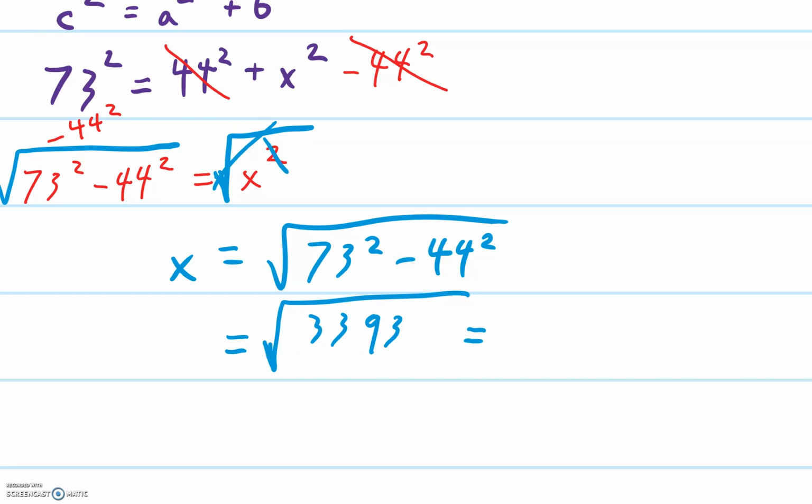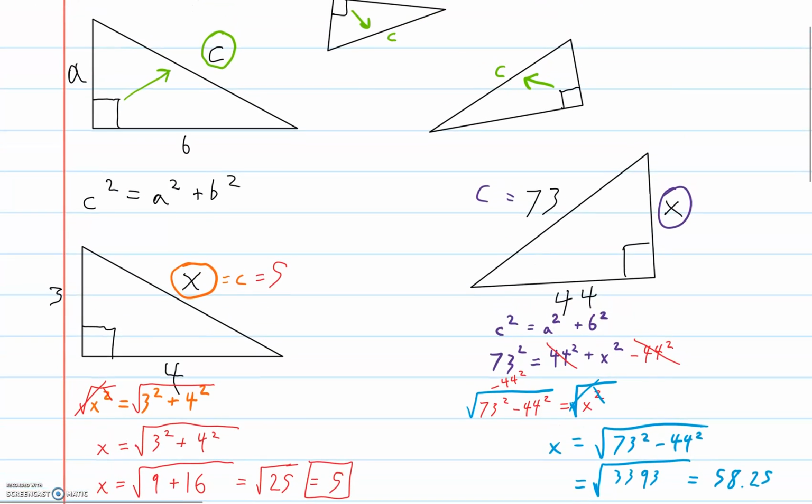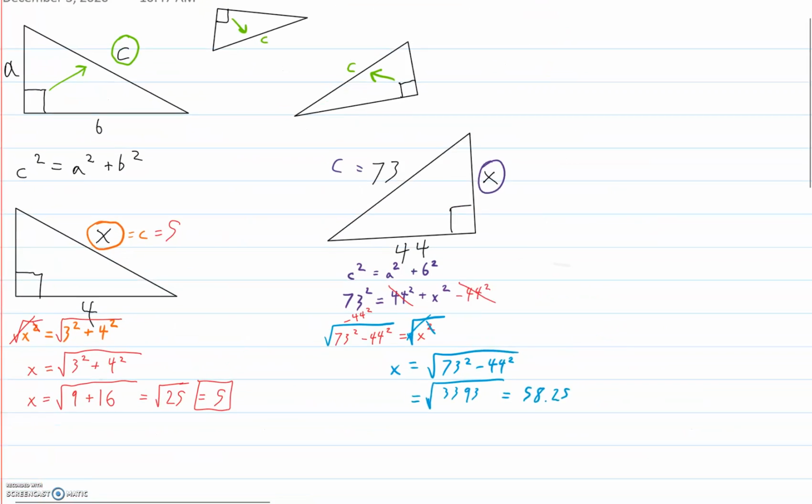And now our final answer is 58.249, etc. So I'm just going to go with 58. And that is the Pythagorean theorem.